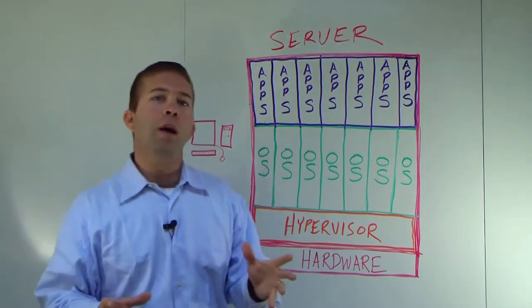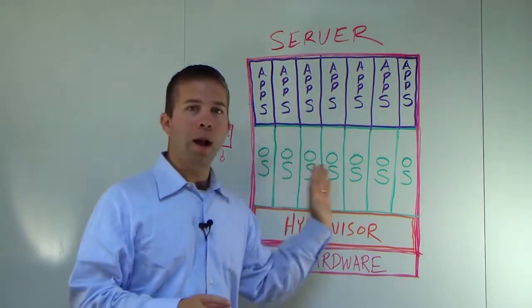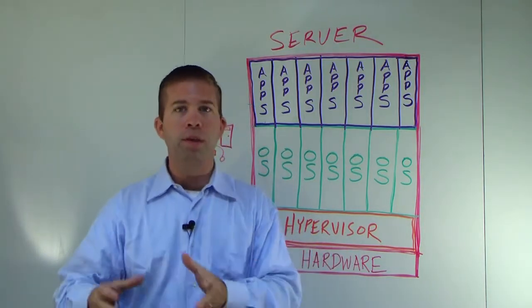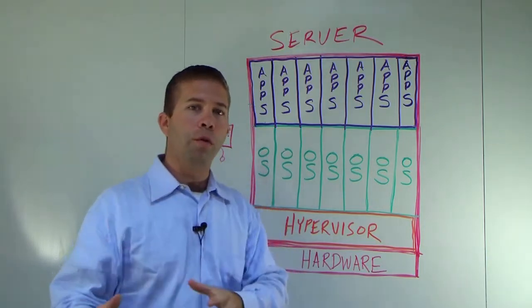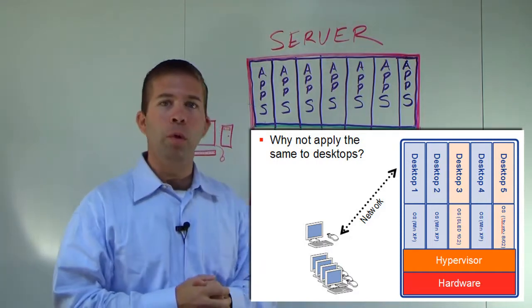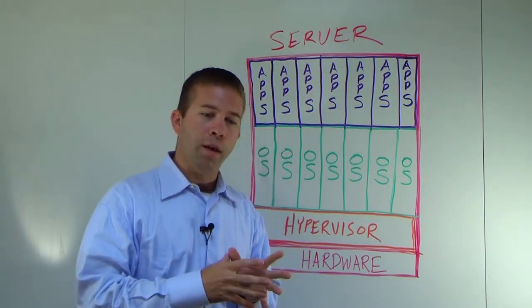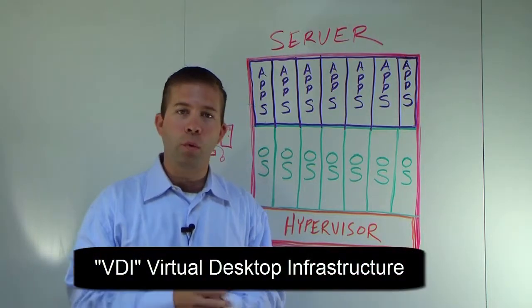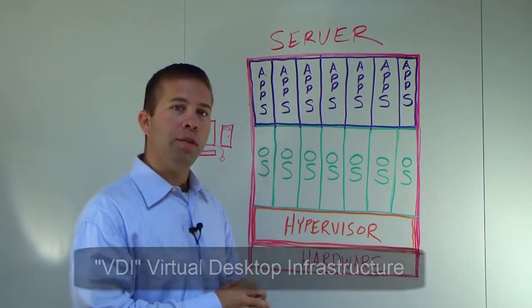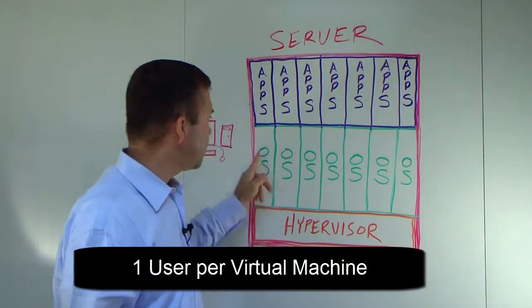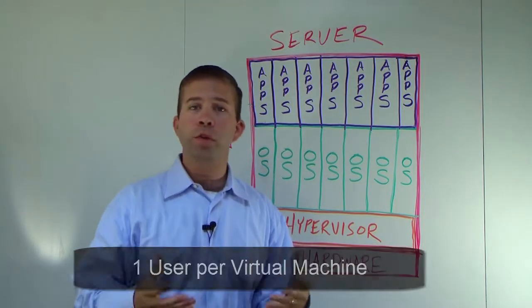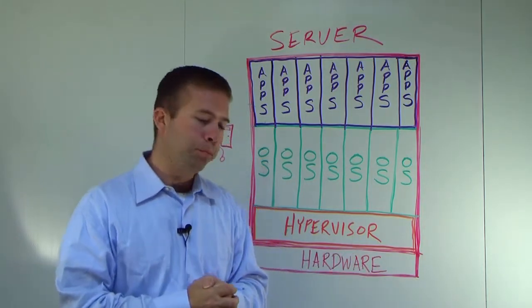So it was only a matter of time before people said, well, let's take this same idea and apply it to desktops. Instead of having to manage individual PCs on every desk, why can't I just put all those PCs virtually onto my server hardware and then access those remotely? And so this is what started off the term VDI, or virtual desktop infrastructure. And it's the idea of having one user being able to access an instance of a virtual PC back here on the server with all the management tools that administrators were used to with server virtualization.